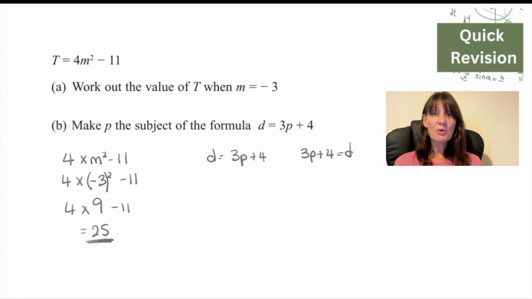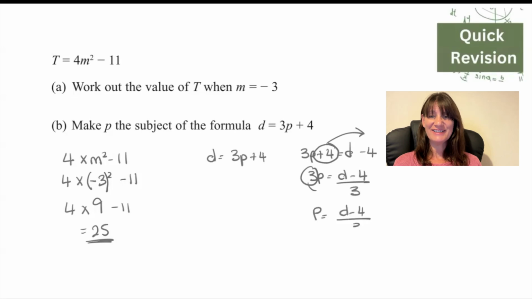So here we're just going to do what we normally do for solving equations. We're going to work on getting P on its own. So I'm going to hop the 4. It will land as minus 4. That leaves me 3P equals D minus 4. And then I just need to get rid of the 3. So move the 3 across. It'll land as its opposite, which is divide. And we've got our final answer.